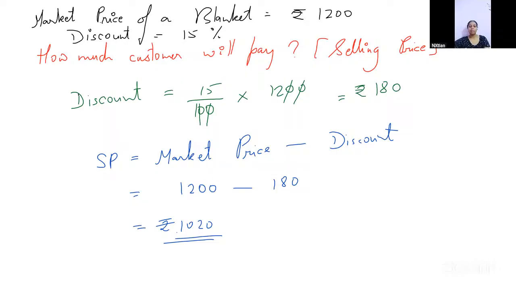If the blanket's original price is 1200, he is getting a discount of 15%. After the 15% discount, he only has to pay 1020 rupees for the blanket. Understood the question? Okay. Write this down.